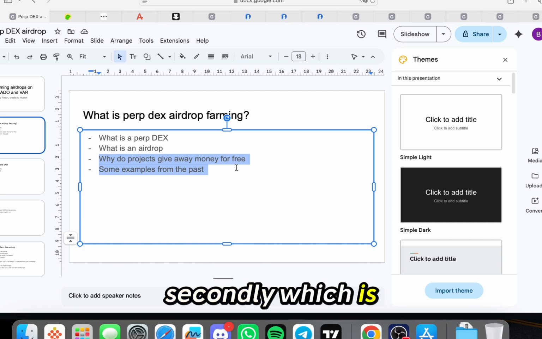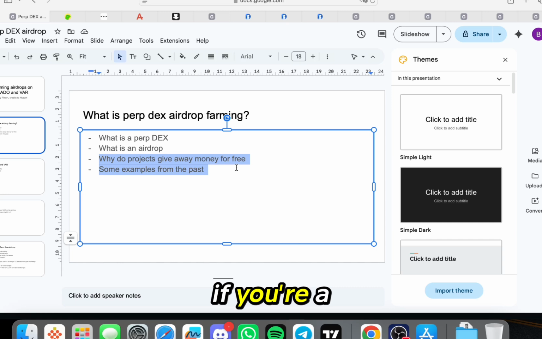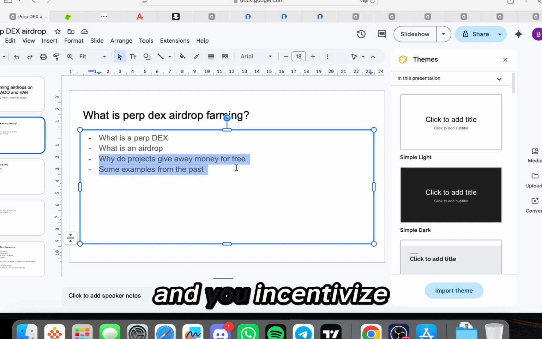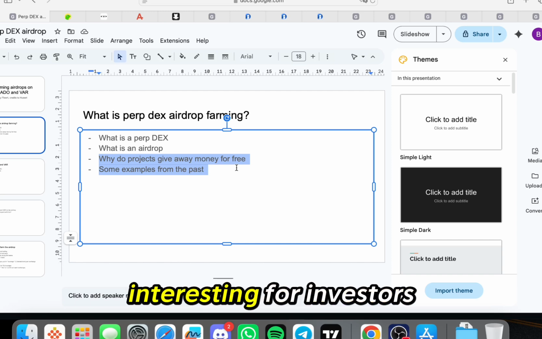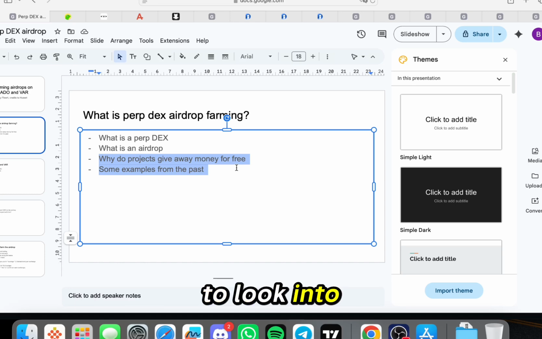Secondly, which is for our case the most important, if you're a DEX, you want as much volume on your exchange as possible. By doing an airdrop, you incentivize people to be active on your exchange, and you incentivize them to push a lot of volume because airdrops often get rewarded based on volume. So users who are farming the airdrop will do a lot of volume, which inflates your statistics, which then makes your project more interesting for investors to look into.